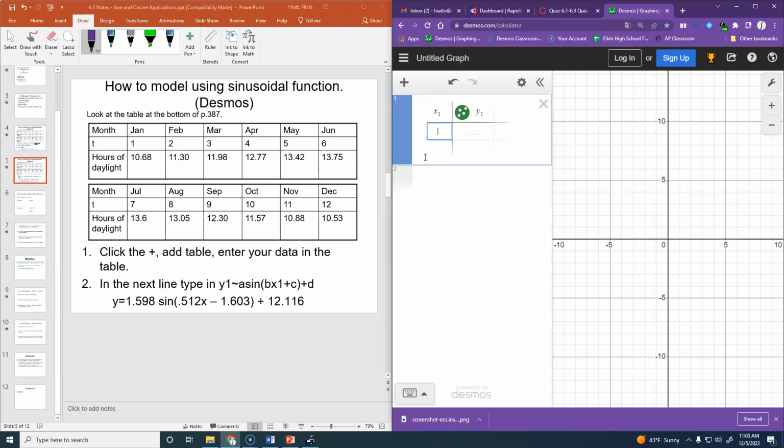All right, so with Desmos, to add your data on Desmos, you just click the plus sign and choose table, and then you're going to add your data there. So try that on your computer.